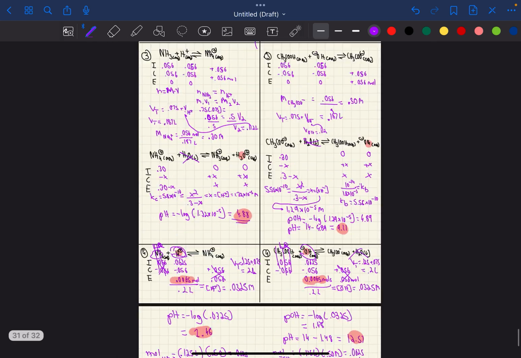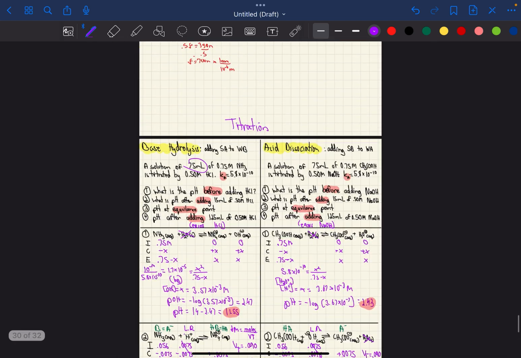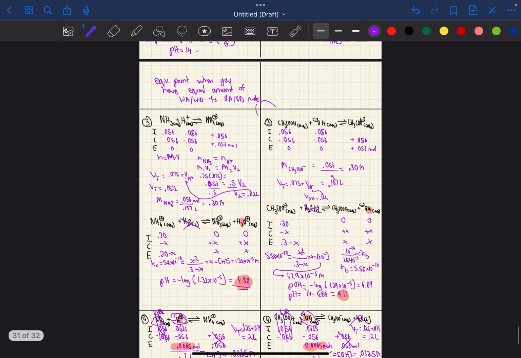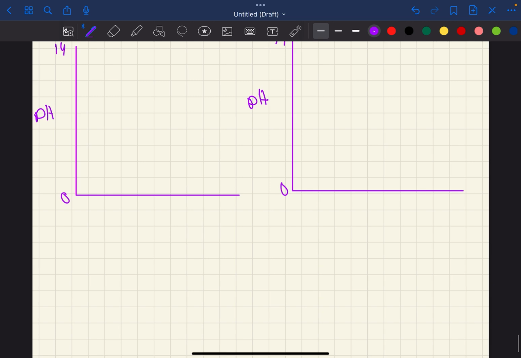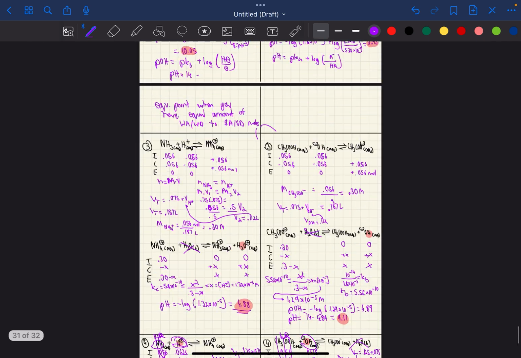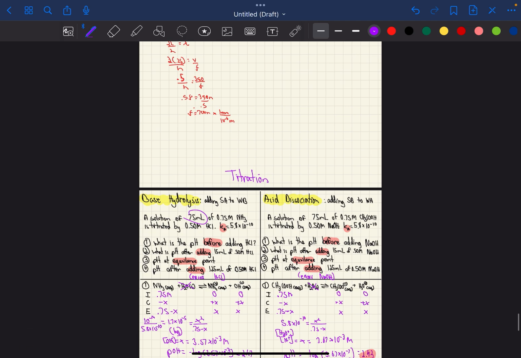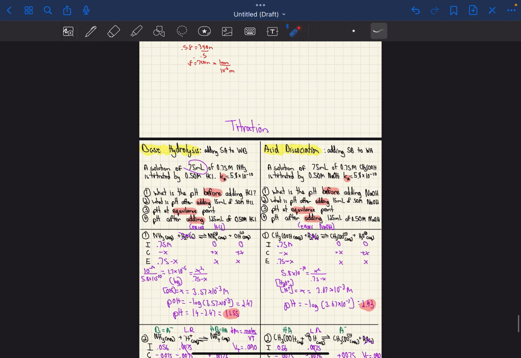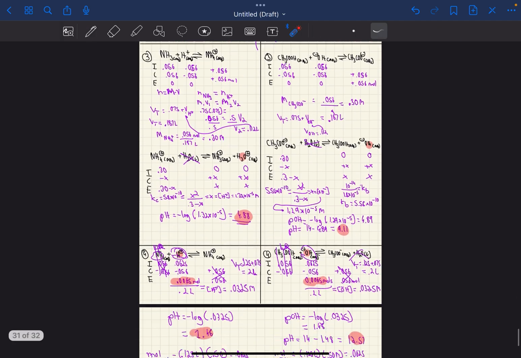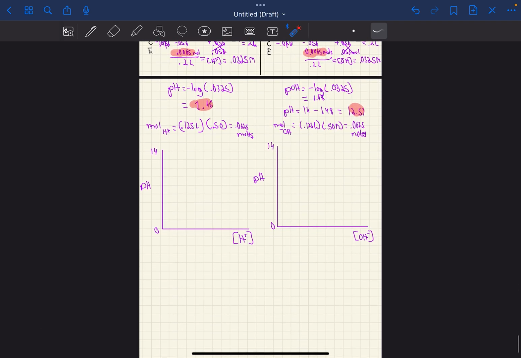So in this case, when you're doing base hydrolysis, what is your titrant? You're titrating the solution with HCl, right? So that means you're adding protons. So I'm going to put H plus, concentration increasing, and the x-axis is going to increase over time. Here it's going to be OH minus, because it's acid dissociation, right? You're adding OH, so your OH concentration is increasing over time.